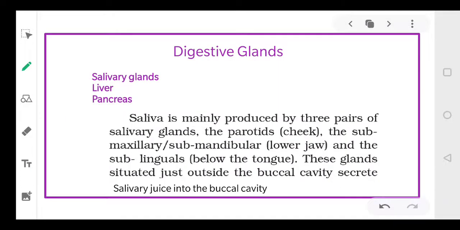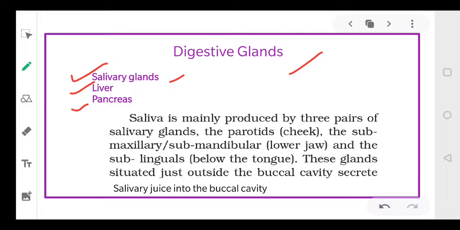Coming to the digestive glands which are associated with our alimentary canal. As we spoke yesterday, your digestive system is made up of two parts. One is the alimentary canal and the second is the digestive glands. So there are three main important digestive glands. First is the salivary glands, second is the liver, and third is the pancreas. Okay, let's talk about these glands individually.